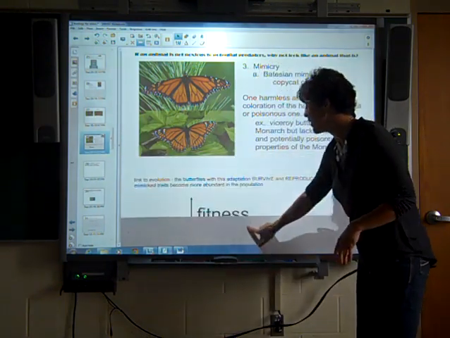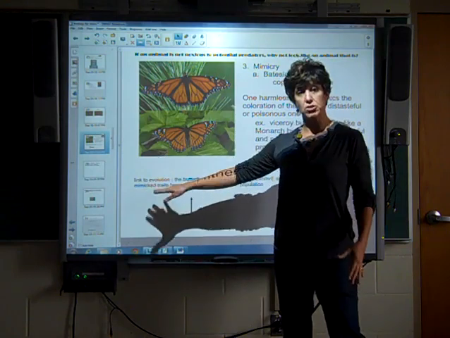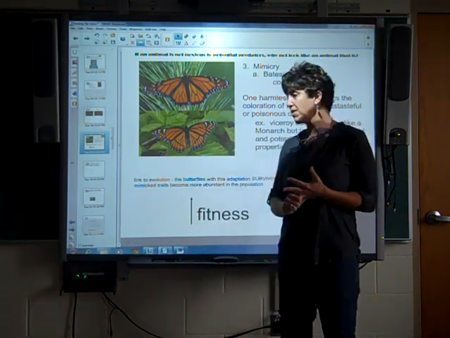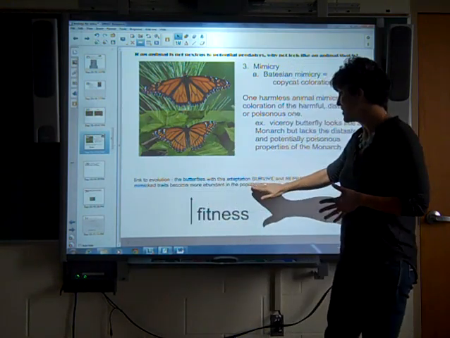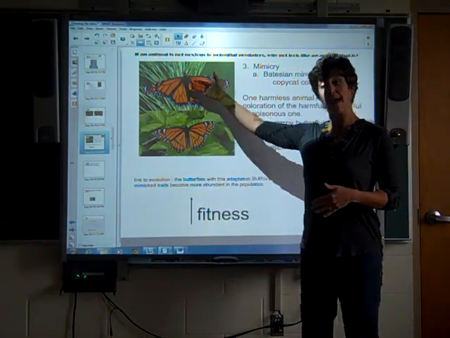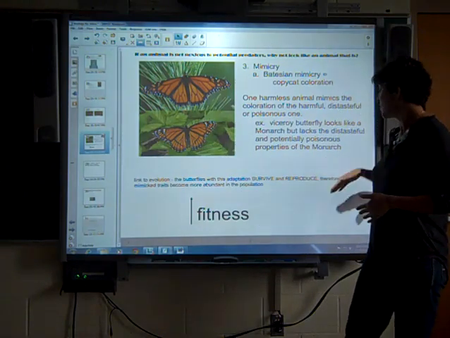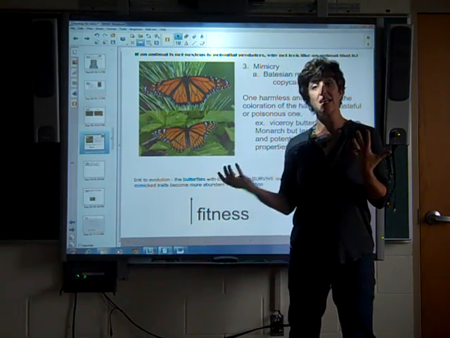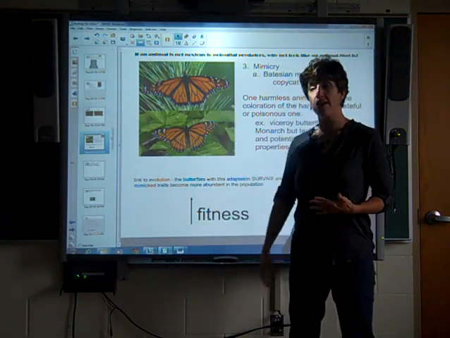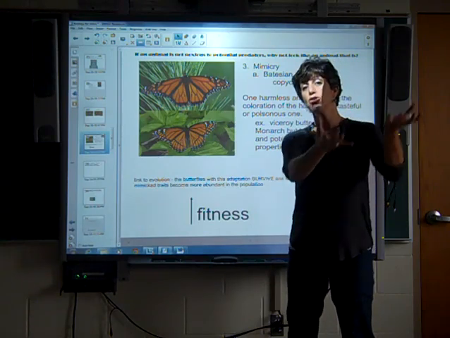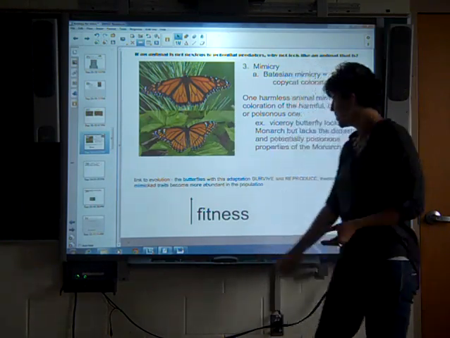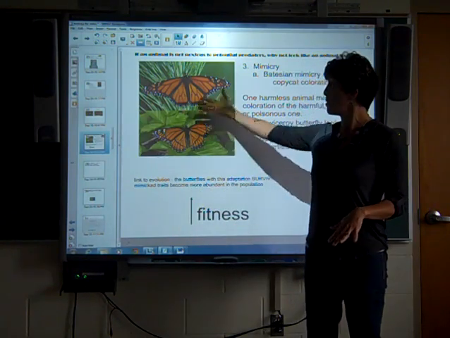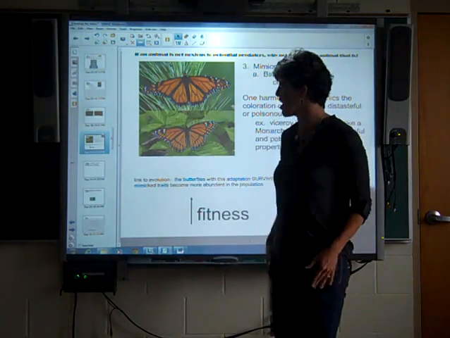So I want you to think for a minute about a link to evolution. How do we link these butterflies to everything that we talk about with natural selection and survival of the fittest? The butterflies that have this adaptation, looking like a bad one, survive, reproduce, and pass on those mimic traits. So the ones that originally had this coloration that looks like a monarch actually increased in frequency because they weren't eaten. So they become more abundant in the population. It has increased fitness if you mimic something that actually tastes terrible to others.